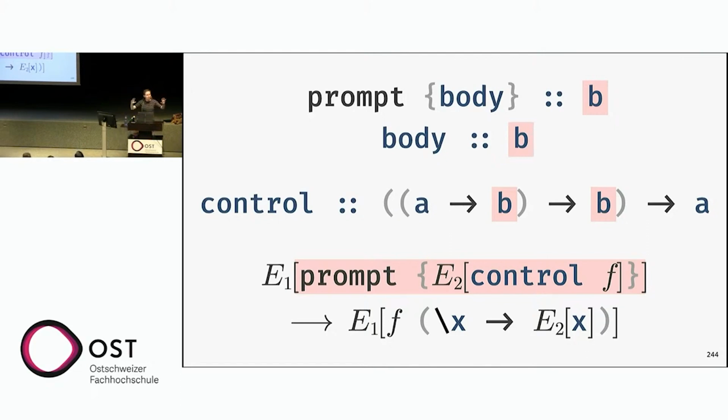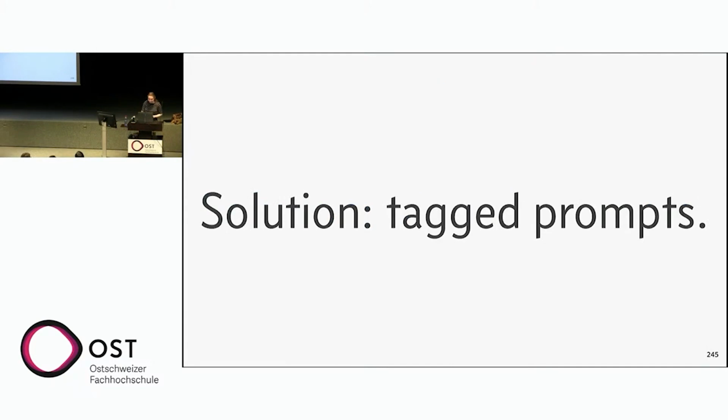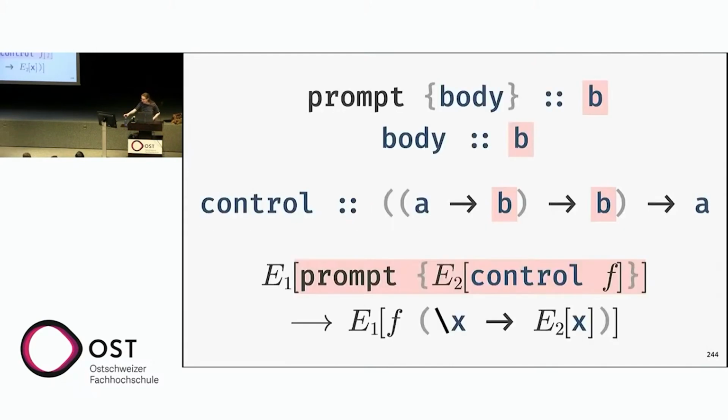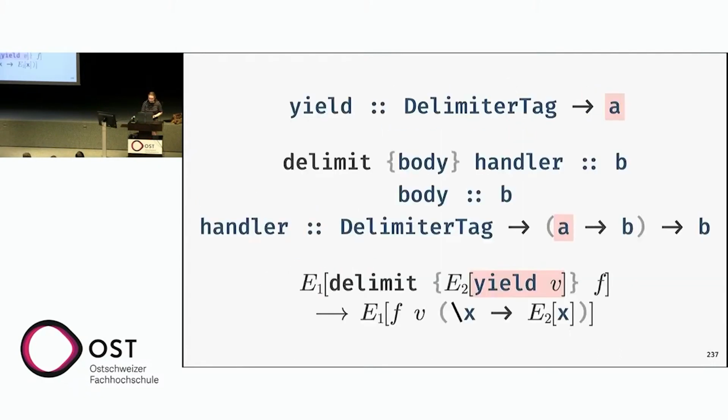So first of all, does all this make sense? I know that this is the most confusing part of this talk, but hopefully, all right, all good. One question too, one slide back. Yes. The delimited tag is just a way of associating the yield with the handler, right?